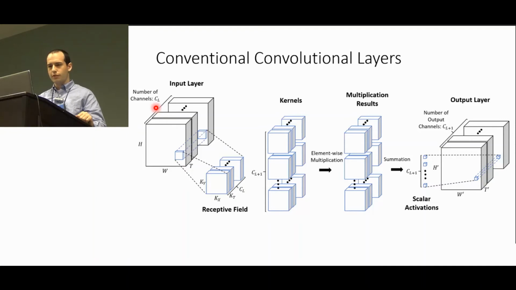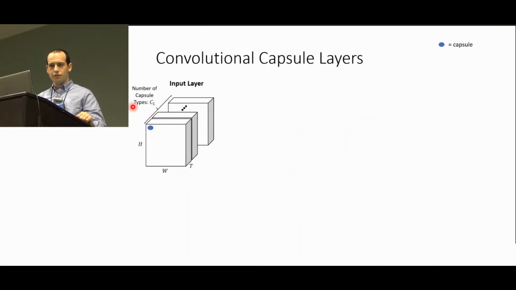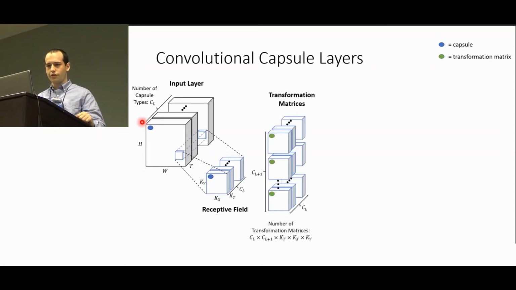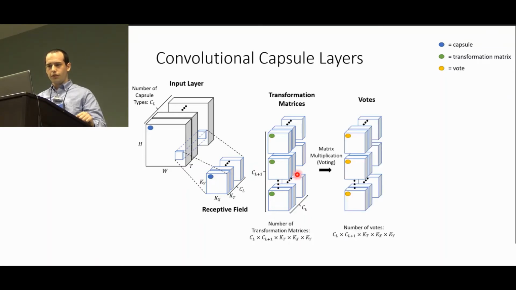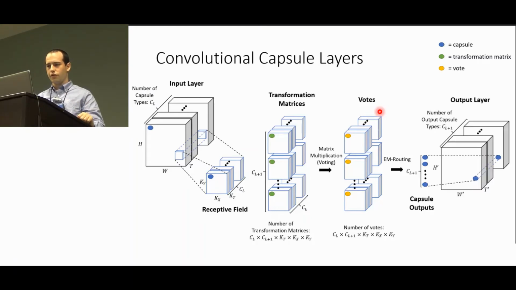Convolutional capsule layers are similar. We have an input layer, but instead of different channels, we have different capsules. So we have C_L capsule types, and each capsule is represented by a 16-dimensional pose matrix and an activation. Then we have a receptive field once again, but instead of kernels, we have transformation matrices. These transformation matrices try to get the lower level capsules' predictions of the higher level capsules. These are multiplied by the lower level capsules to get our votes, and these votes are passed through a routing algorithm, in this case the EM routing algorithm, to get our output capsules, and those are placed in the output layer. As you can see, since each one of these votes is a matrix, this number of votes is quite large.